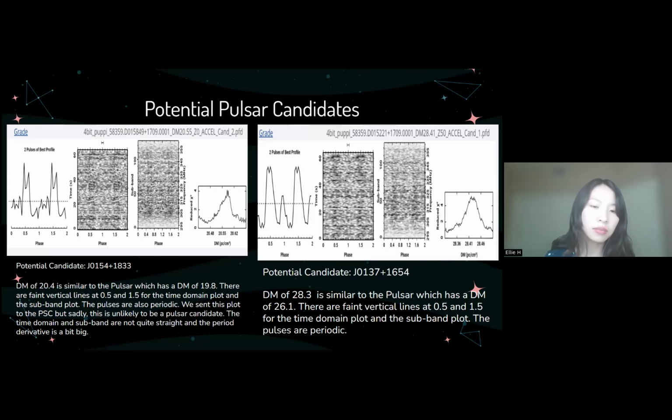However, when we sent this to the PSC, they said this was unlikely to be a pulsar candidate. And the next one had a DM of 28.3, which is similar to the pulsar we found, which had a DM of 26.1. There are also faint vertical lines at 0.5 and 1.5 for the time domain and subband plot, and the pulses are also periodic.